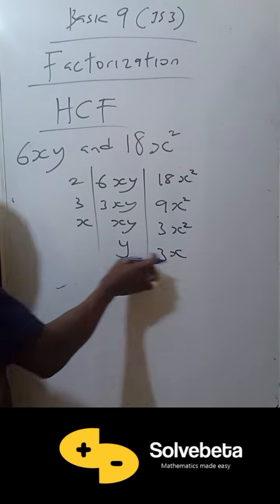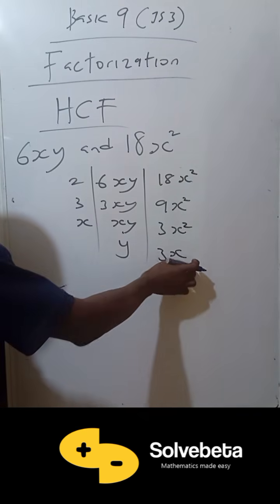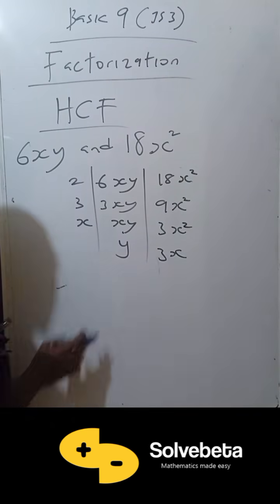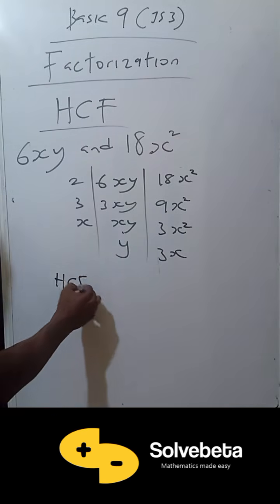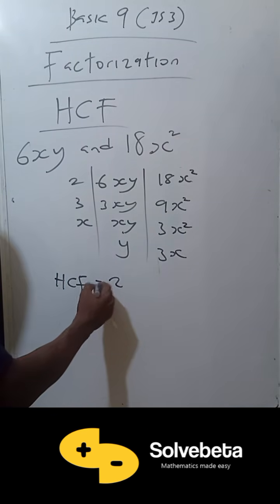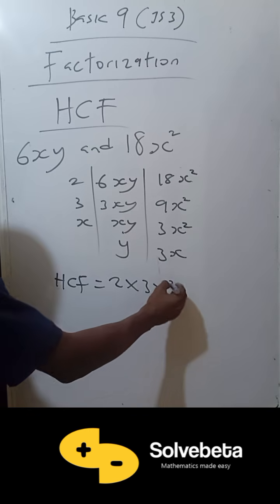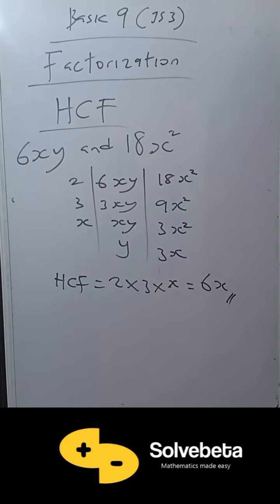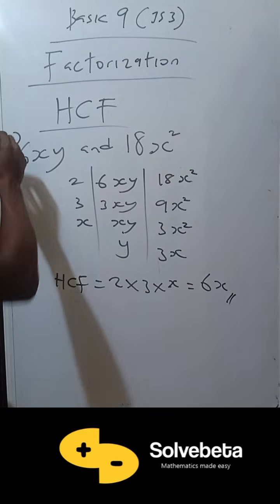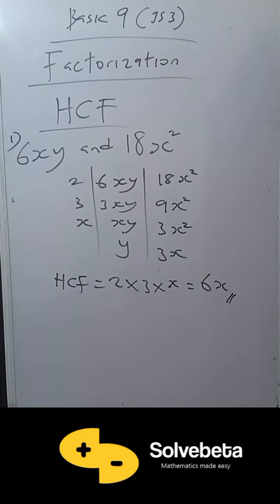So is there anything that can divide this y and this x? This is 1y and 3x. There's nothing that can divide this. So it means that your HCF will be the multiplication of what you have here: 2 times 3 times x, which is 6x. That's your HCF of these two. Very, very simple.